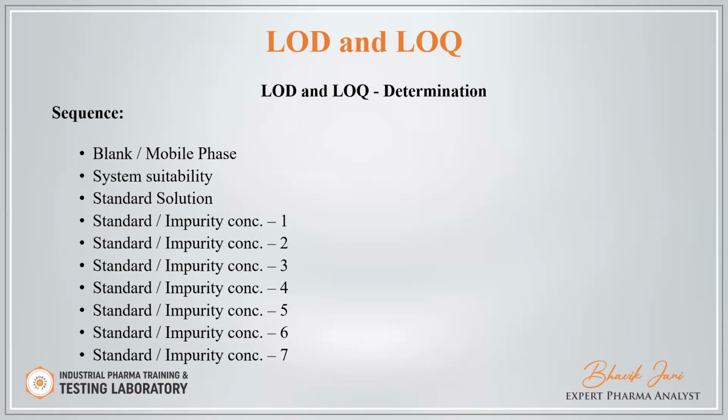So how to prepare the sequence for the LOD and LOQ determination? For that, you have to inject the blank and placebo first, then the system suitability available in your MOA, then the standard injection 5 or 6 as per our method of analysis, then standard or impurity concentration 1, 2, 3, 4, 5, 6, 7, 8, 9, and inject the bracketing as per your method of analysis.